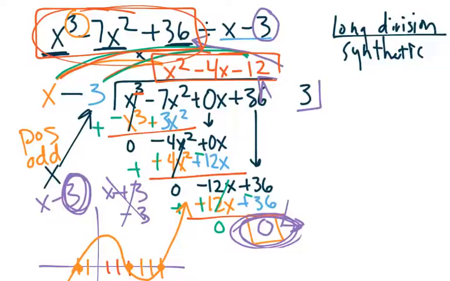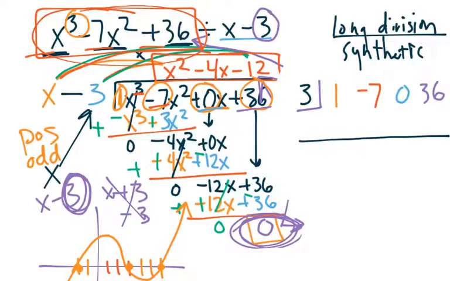Then we focus on the numbers that we have here, or probably better yet, right here, the coefficients, because we still have to deal with that x idea. So this one would be 1, so I write 1. This one would be negative 7, so I write negative 7, then 0, and then finally 36. Then I'm going to make this bar down here, and then here's the process.